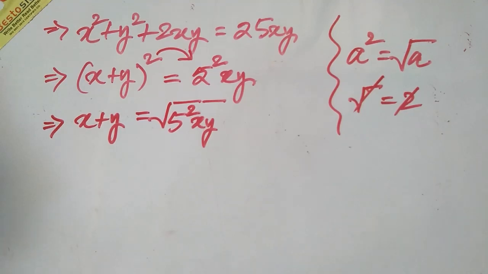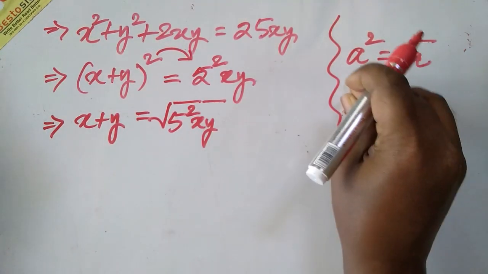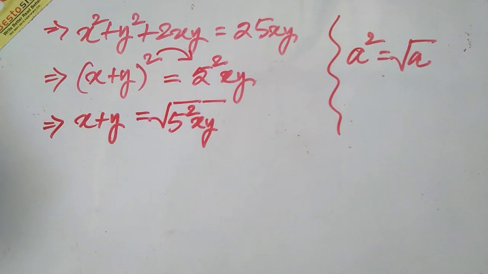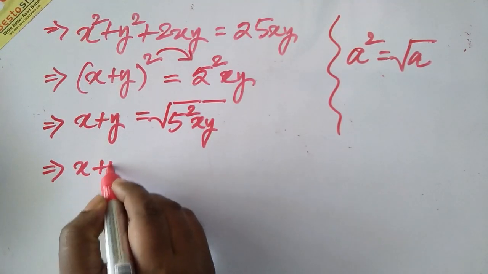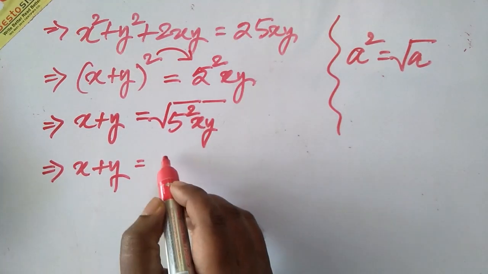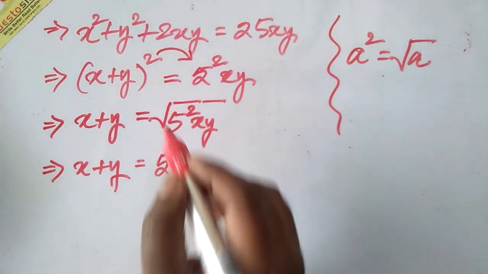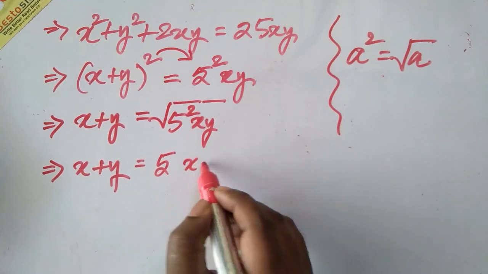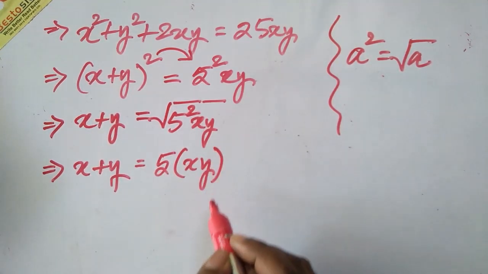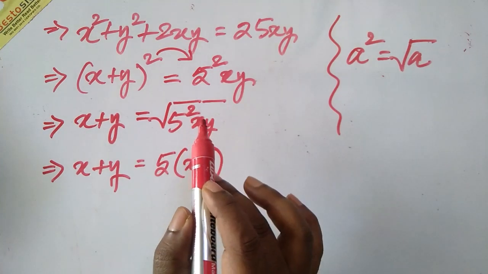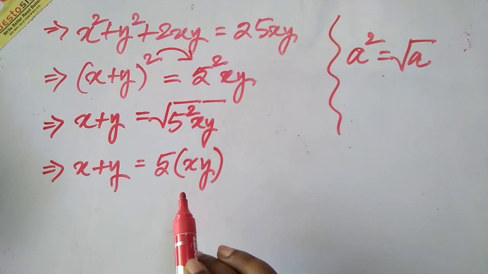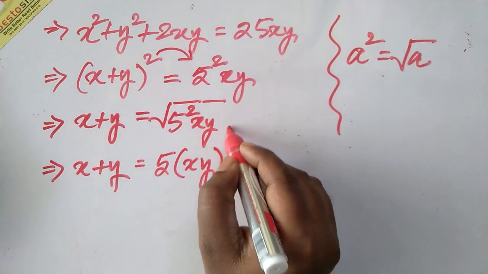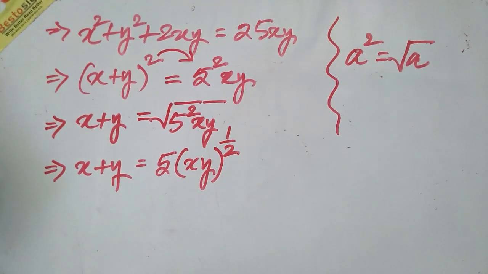Or we also have learned other rules, so based on those rules, we can write it as x plus y equals, because when we square this up, the square root cancels, 5 into xy. And you remember when the square root is taken as the exponent, we will take the reciprocal, and so it is written as 1 by 2.